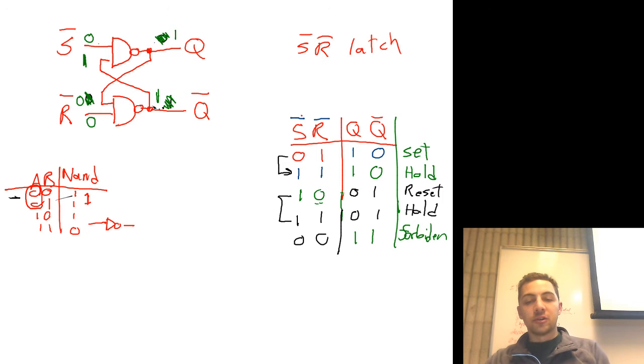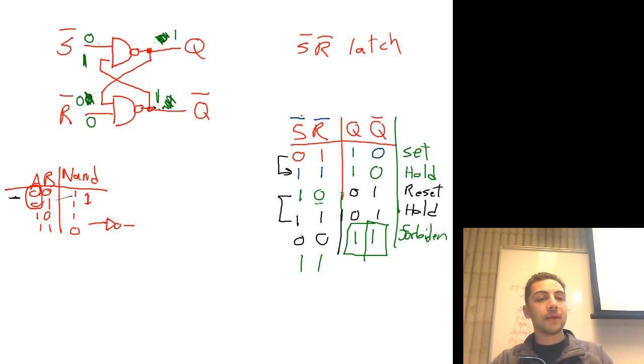And it's forbidden for 2 reasons. Again, it breaks up the idea that Q and Q bar should always be opposite of one another. But it is a stable configuration. The problem comes when we go from 0, 0 directly to 1, 1. Because right now we have 1 on both Q and Q bar. So if I change S and R at the same time, I know that 1 NAND 1 is always 0. And over here, 1 NAND 1 is always 0. So that brings zeros to the other side. 1 NAND 0 is always 1. And this will continue on for some time.